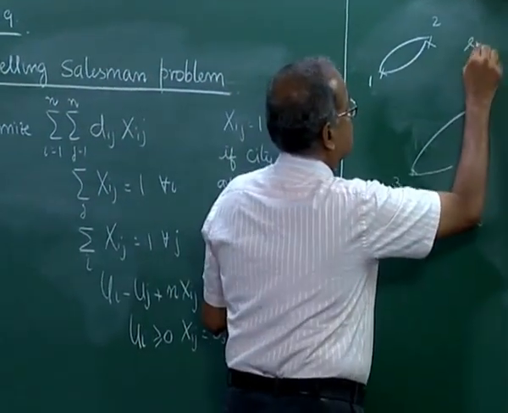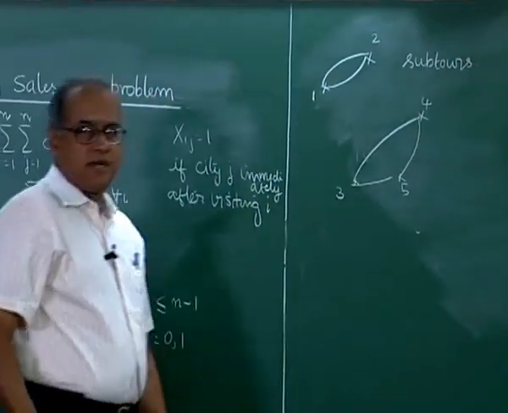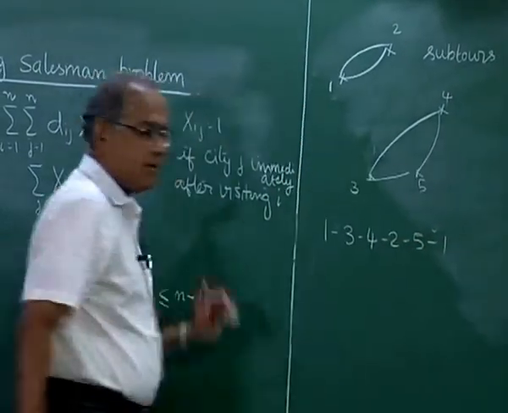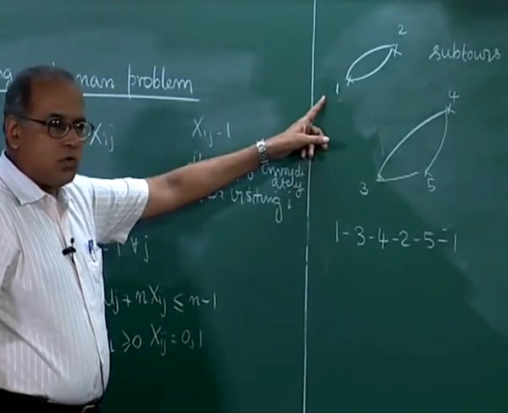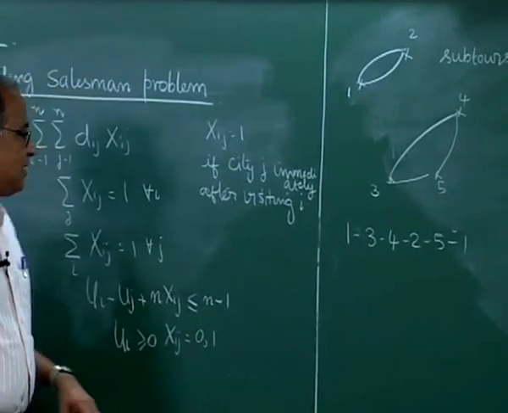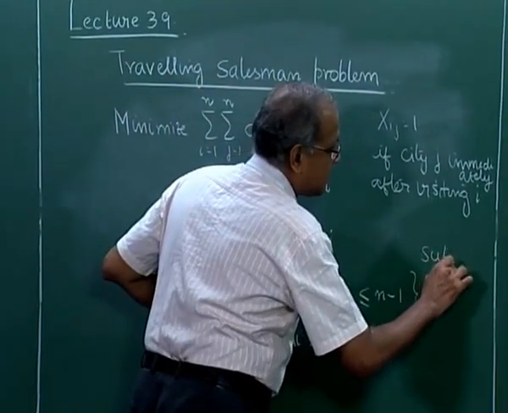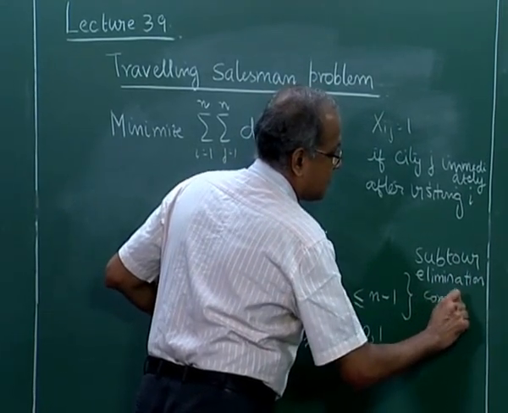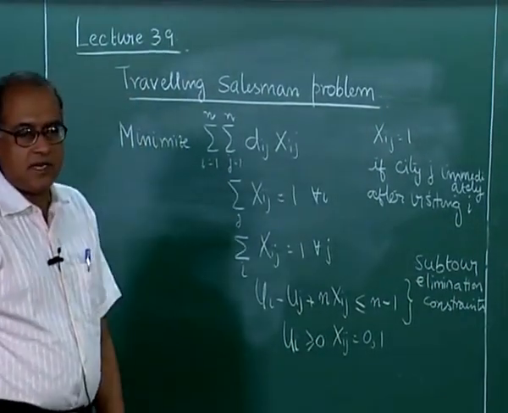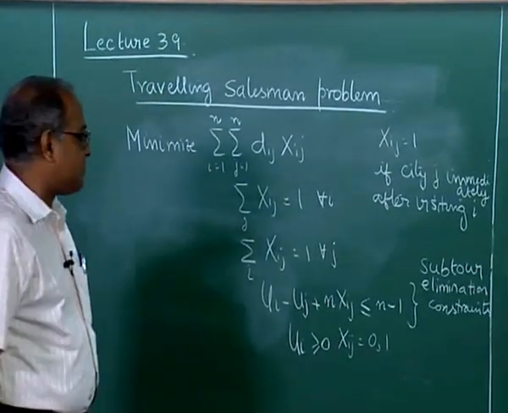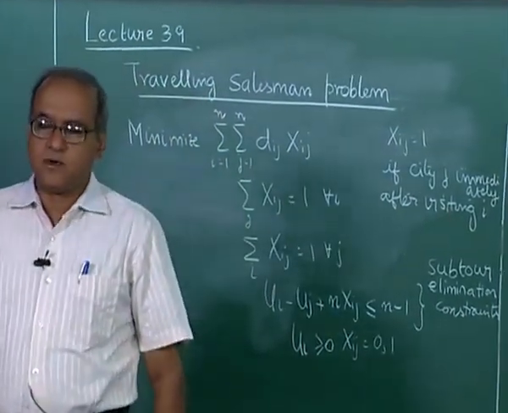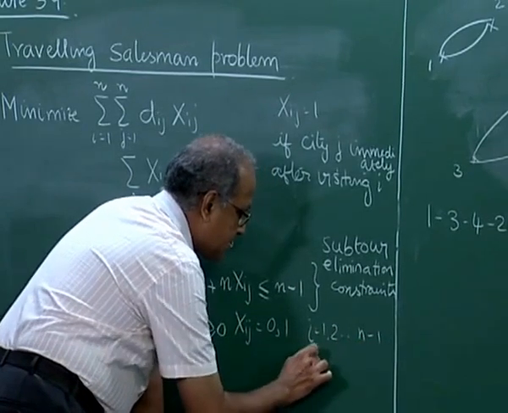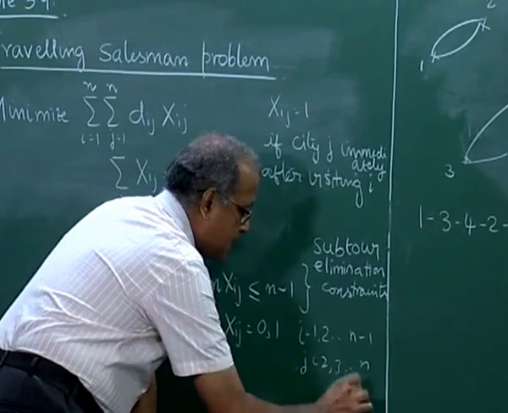Things like this are called subtours, and these have to be eliminated. The solution to the TSP is always a full tour, which means you will have a solution like 1, 3, 4, 2, 5, 1. This is called a full tour. 1 to 2, 2 to 1, 3 to 4, 4 to 5, 5 to 3 is called a subtour. So we need this, plus what are called subtour elimination constraints. Now if there is a subtour, we first define ui minus uj plus n xij less than or equal to n minus 1, and we define it for i equal to 1 to n minus 1, j equal to 2, 3 up to n, and i not equal to j.